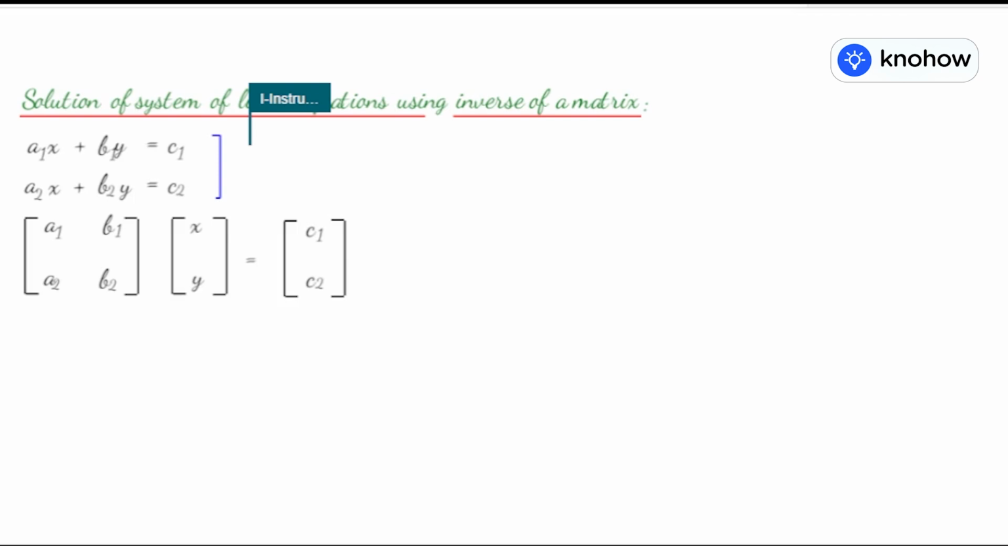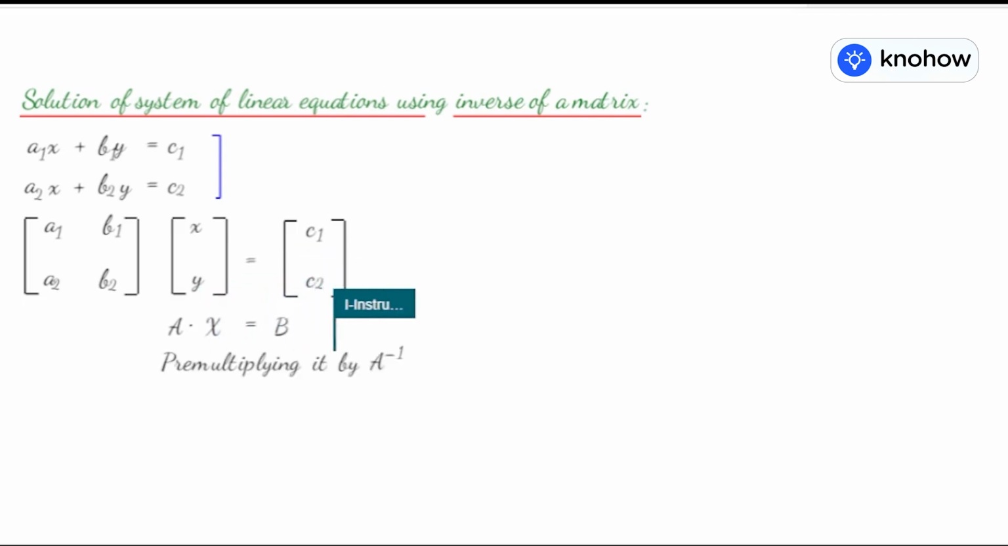In short symbols, it may be written as A for the matrix a1, b1, a2, b2, capital X for the column matrix xy, or xyz in case of three variables, and for the constants c1, c2, I use the symbol B matrix. Then you pre-multiply on both sides by A inverse, and it will reduce to the variable matrix X equal to A inverse into B.